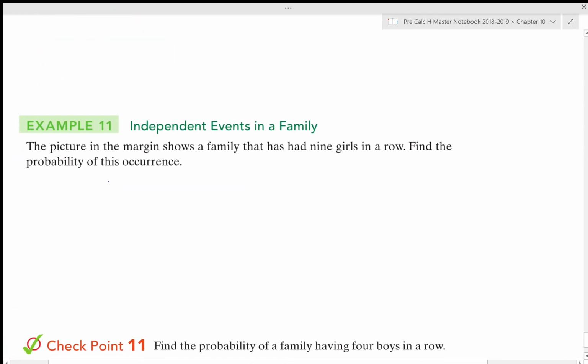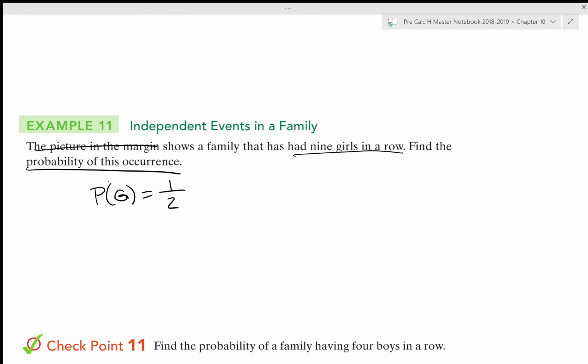Now here, the picture in the margin, there's no picture in the margin, shows a family that had 9 girls in a row. God bless them. Find the probability of this occurrence. So we've got to think, what's the probability of a family having a baby girl? 1 out of 2, right? Same chance between a boy and a girl. Now, just because they had 3 girls in a row doesn't mean that they have a better chance at getting a boy now. Technically, for baby after baby, the probability is still the same with each child. Boy or girl, 50-50. Okay?